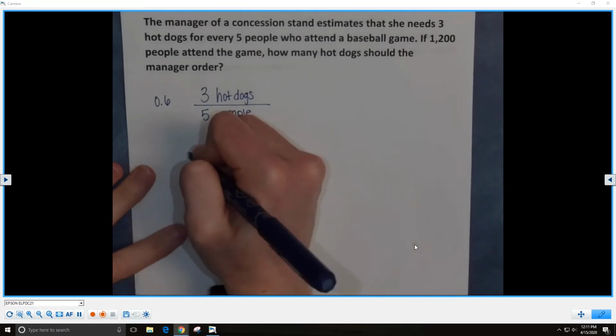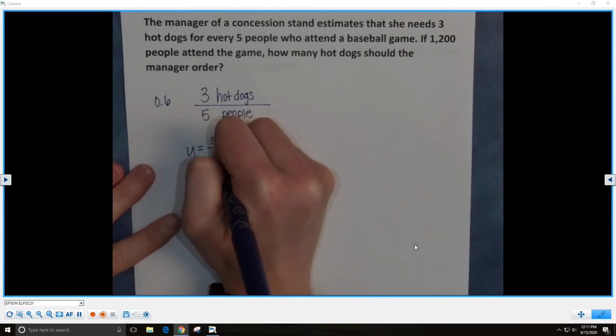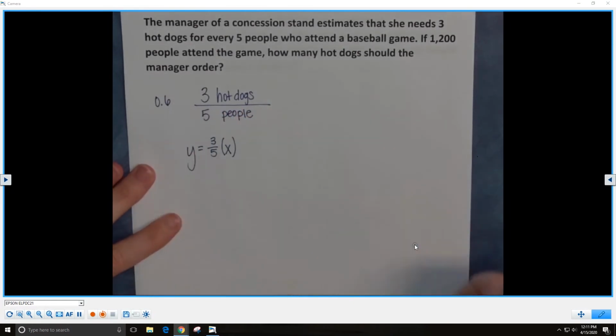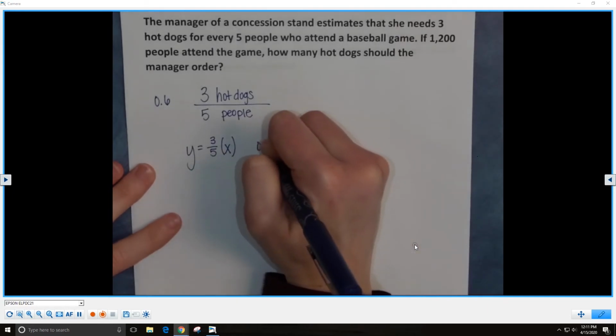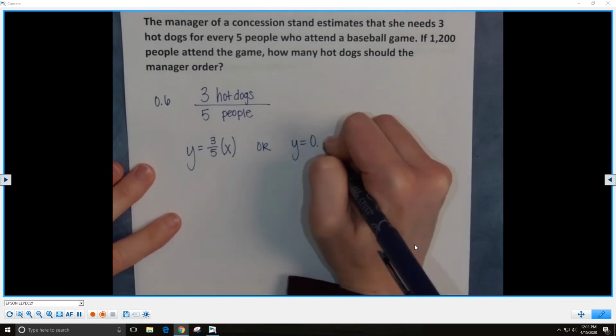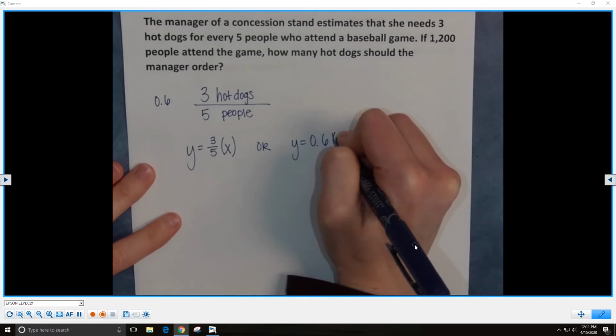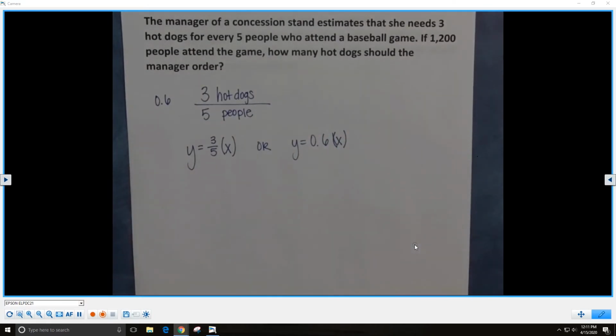Okay, so does your equation look like this? Great. Remember that it could also look like this. Either representation is fine. What is x representing in this equation? What about y? So x is the number of people who will attend the baseball game, and y is representing the number of hot dogs that will need to be ordered. It's really important to know what our variables mean.